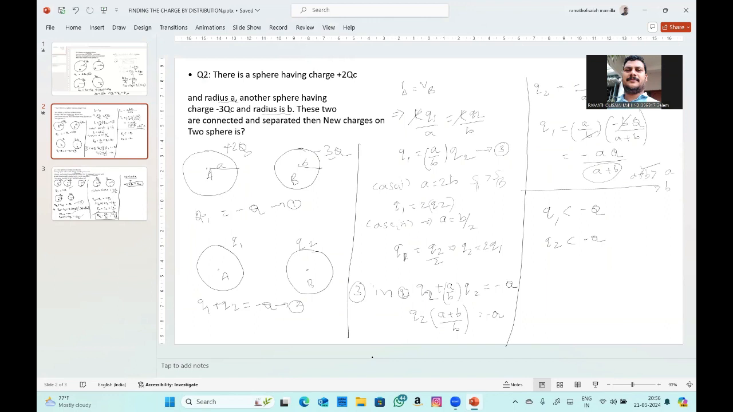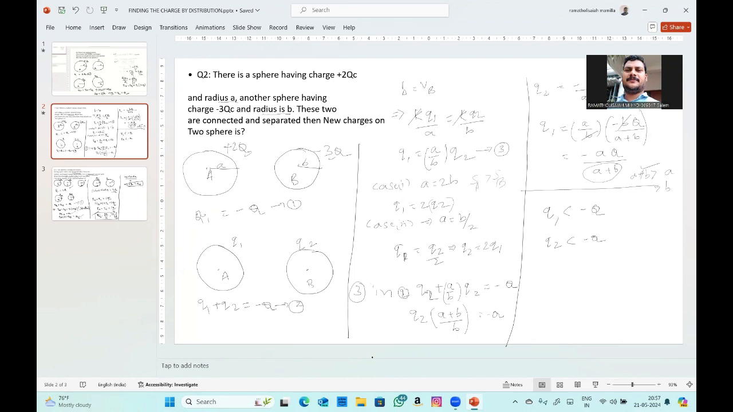Now to get the relation between Q1 and Q2, we have the formula already: potentials are equal. So KQ1 by radius A is equal to KQ2 by radius B. Only the radius we consider here. So Q1 is equal to A by B into Q2. This is relation 3.